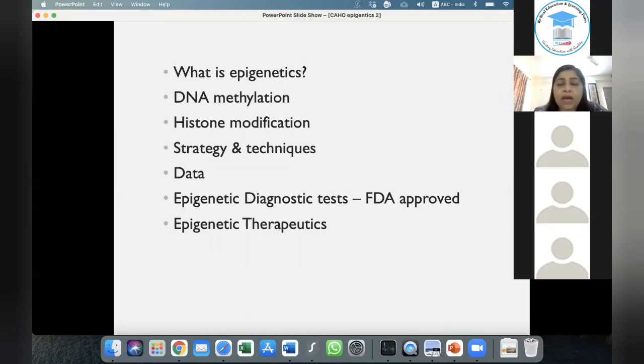So in my topic, I would first be giving you a brief about what epigenetics is and what the different modalities of epigenetic modification are. One important one which has a lot of clinical usage is DNA methylation. I would be covering histone modification. How do we do it in the labs? A little bit of data, and then cover the diagnostic tests. Just one slide on the diagnostic tests and what epigenetic therapeutic drugs are presently available.